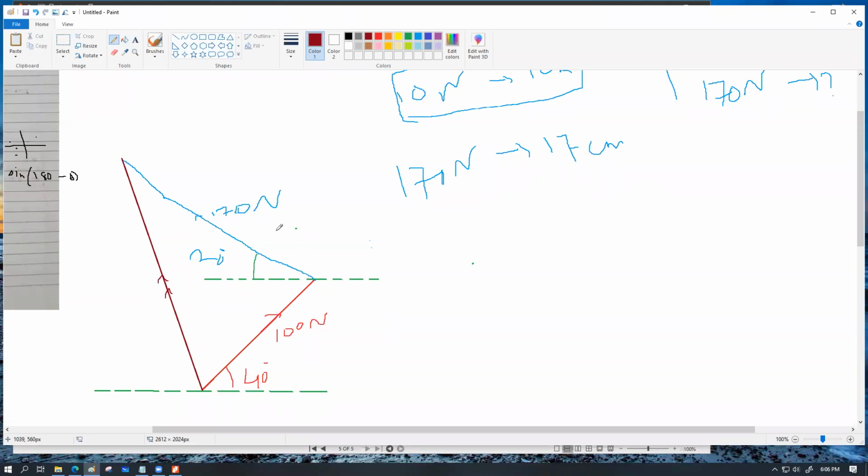The idea of polygon rule is just an extension of this. Here you can see that we actually place two of these forces one after another, and we simply found the resultant. What if we have more than two or three forces working on the system, and we place all of them one after another in a sequential way?